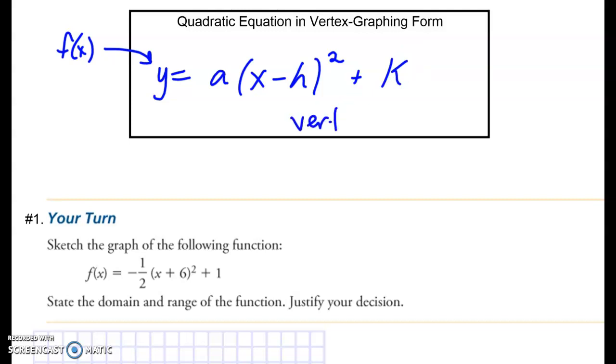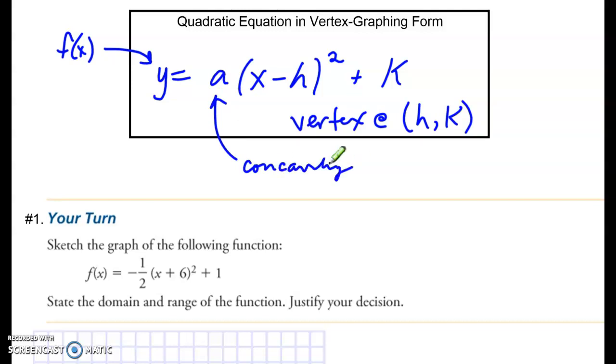Also, the vertex then happens at (h, k). All right? And if you need to be reminded again, a tells you the concavity. If a is positive, then up. If a is negative, then down, right? Hopefully you know that. Let's move down to the next example.